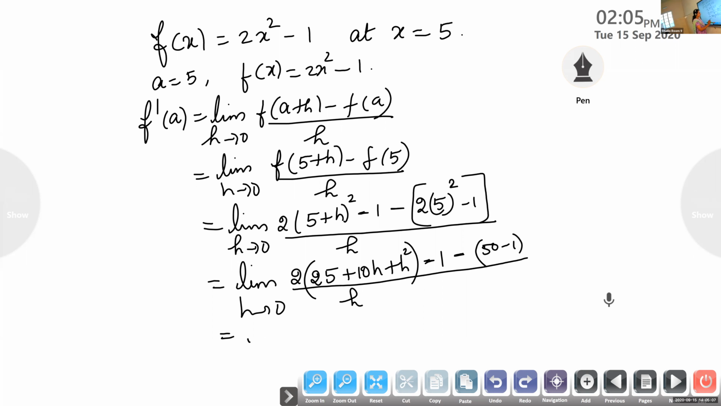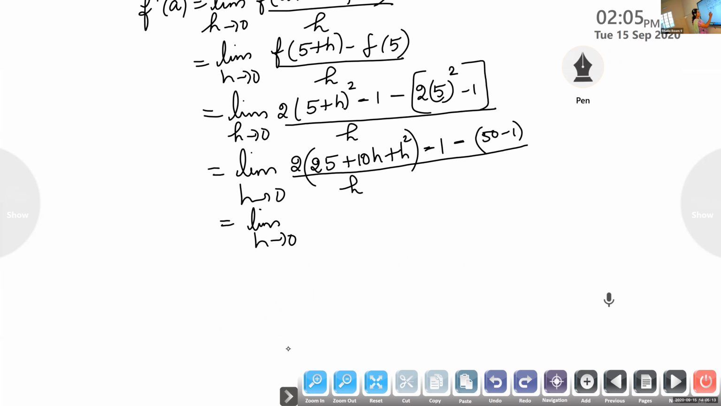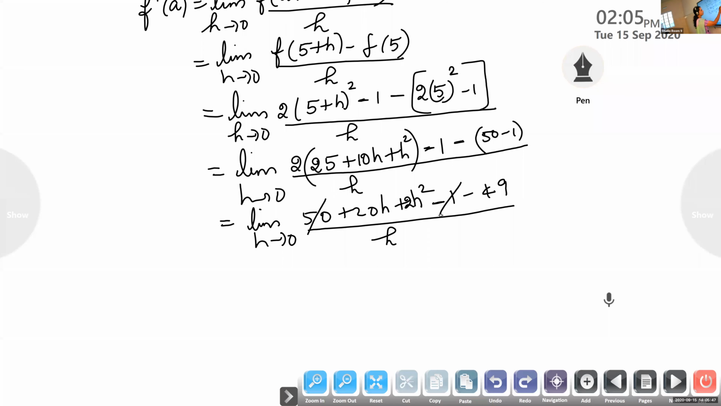Which is same as limit h tending to 0. I am opening the bracket. So it is 50 plus 20h plus 2h square minus 1 minus 49 by h. Listen children, if you are doing it correctly, surely all the constant terms will cancel. Constant terms means terms without h. If you are not cancelling, we can understand somewhere we have made a mistake. Now listen here, plus 50 and here minus 1 minus 49. Will it get cancelled? Yes.